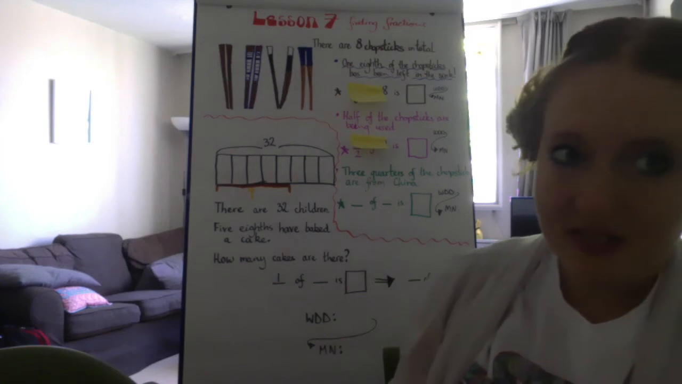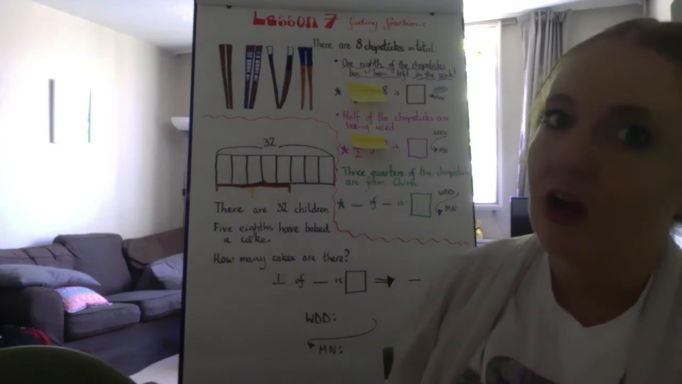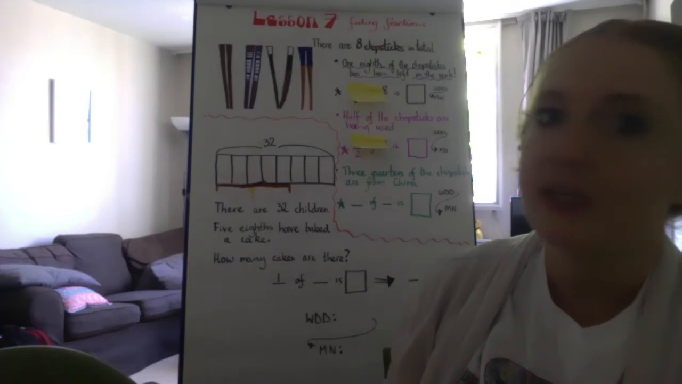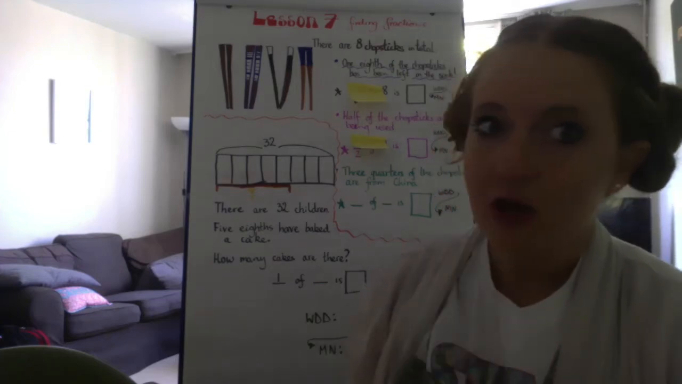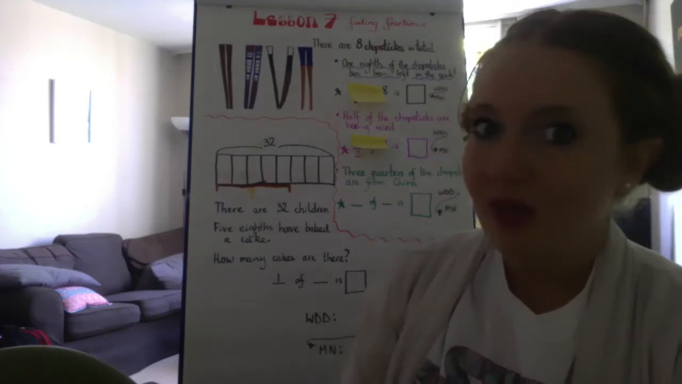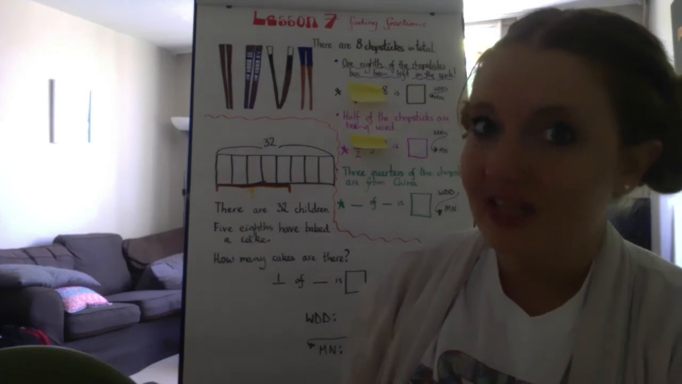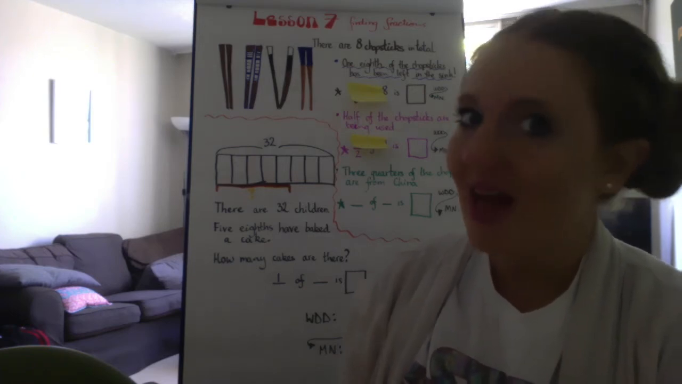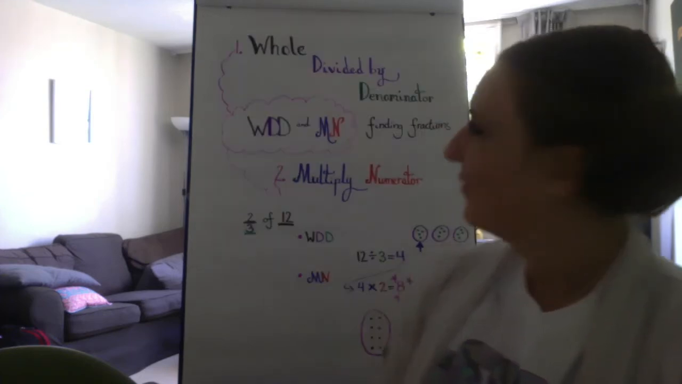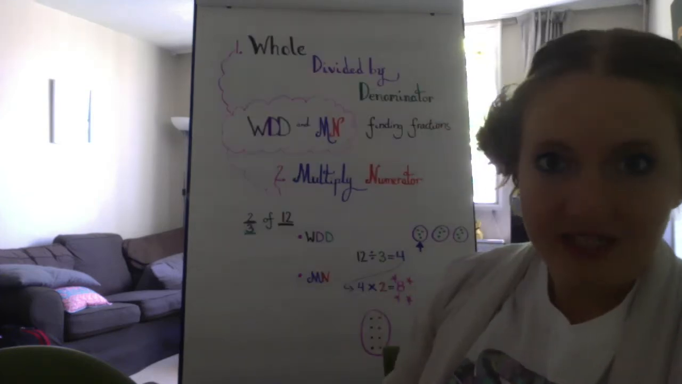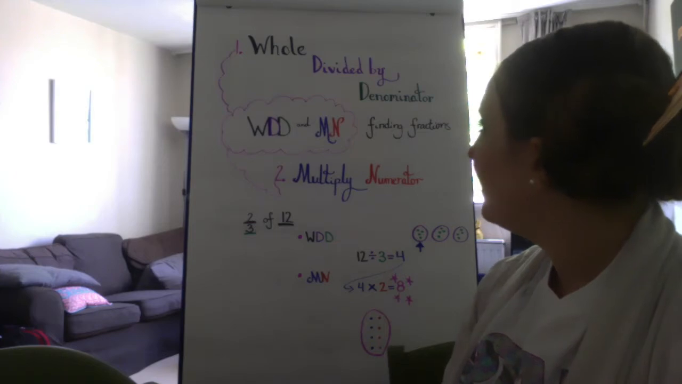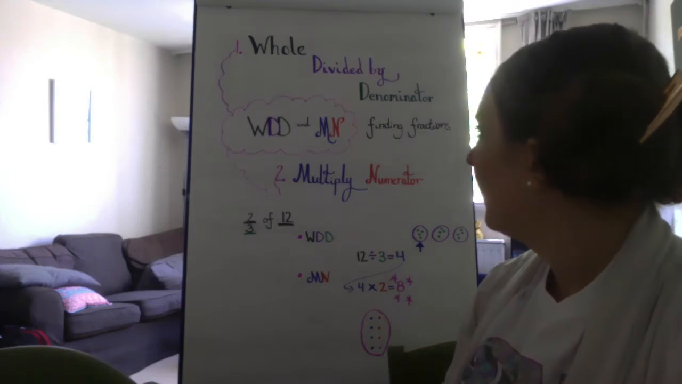Today you are going to be finding unit fractions of a number, but then you're also going to be finding non-unit fractions of a number. And there's a special way to remember how to find this. We call it WDDMN. So WDD means the whole number is being divided by the denominator.